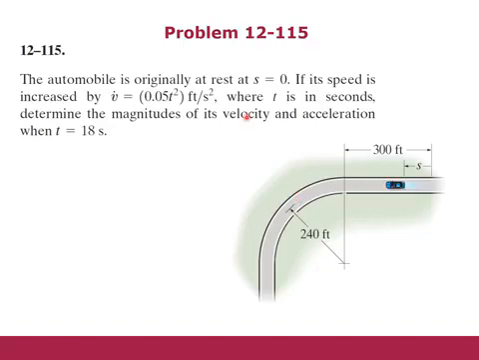So first of all, in order to solve this problem, we have to see whether after 18 seconds the car will cover a distance above 300 feet or below this. If it remains in this straight line, then it will only have one component of the acceleration, otherwise it will have the two. So in order to calculate the velocity and acceleration, we should first calculate the distance after the 18 seconds.